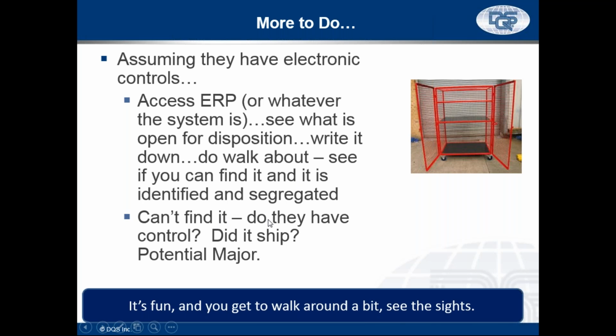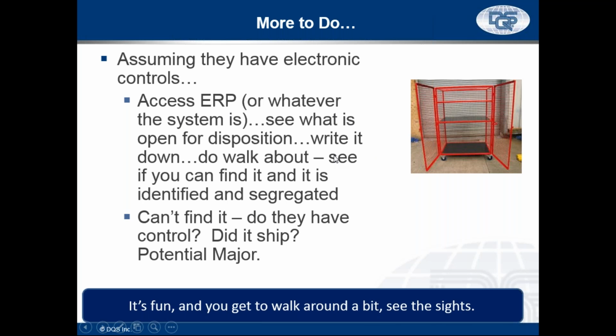And what do you do if you can't find it? If you can't find it, does that mean they have control? Did they ship it? So now you're in the realm of a potential major for the probable shipping of non-conforming product. And it is kind of fun. You get to walk around a little bit and you get to truly, not to make light of it, test the system and the system's effectiveness.